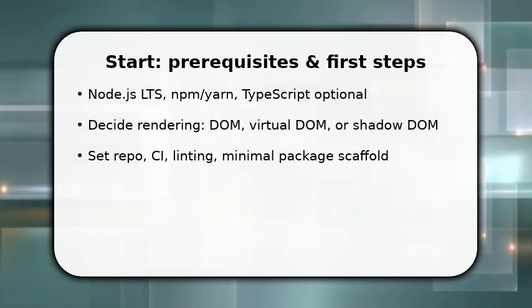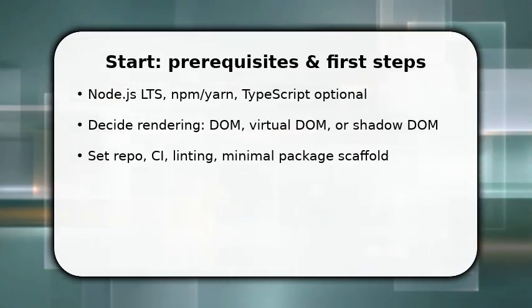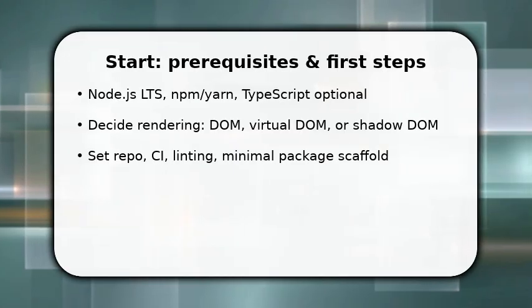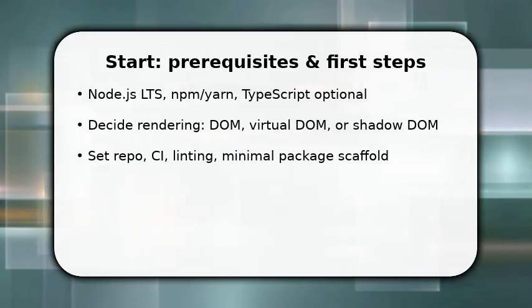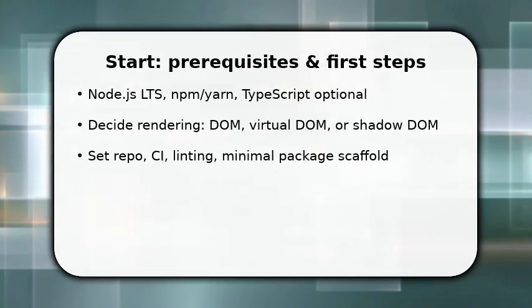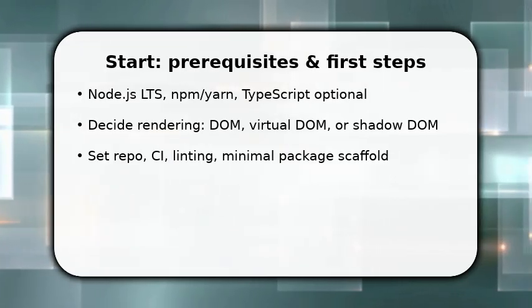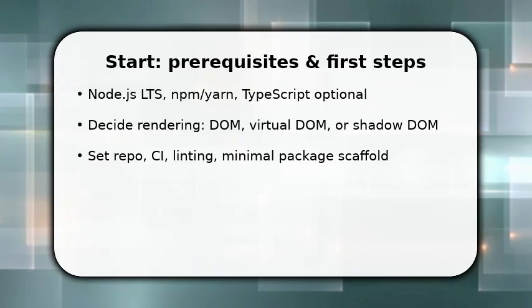You begin by fixing prerequisites: Node LTS, a package manager, and a repo with CI. Once in place, scaffold a minimal package.json and entry point. Choose your core model, component API, reactivity, or data binding, and implement a tiny render loop to prove the idea. Make sure tests and lint run on commit.